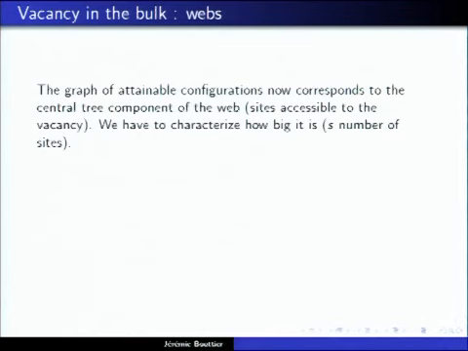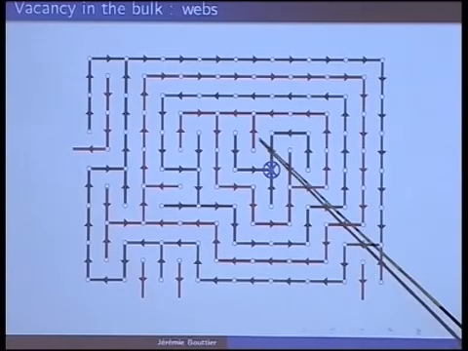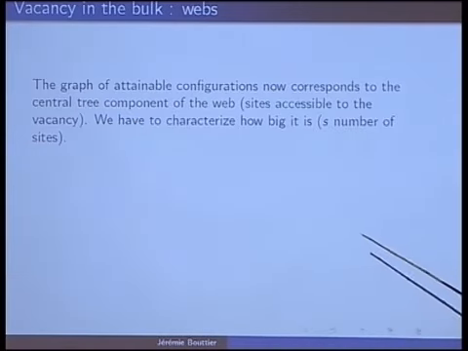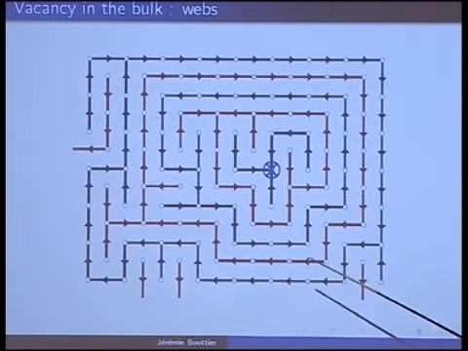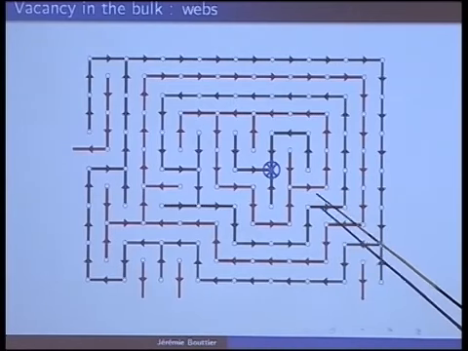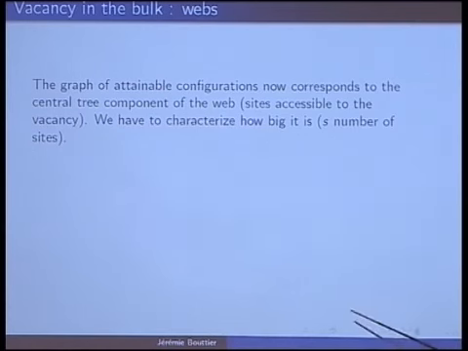So now what I mean is that the graph of animal configuration now just corresponds to the central tree component. They are the only sites accessible to a vacancy, and there is a unique succession of moves that brings the vacancy from here to here, which is the moves along these edges. And so I claim that there is localization, and this tree component in general is not a spanning subtree. It just contains a finite number of sites, and the game is just to say how big it is, and S is the number of sites.